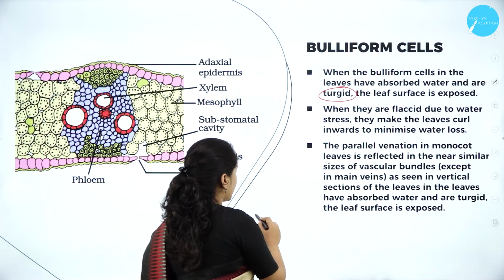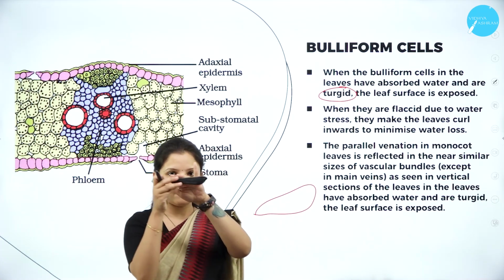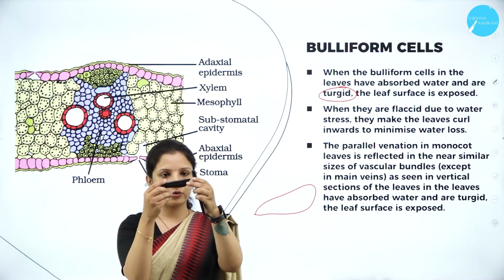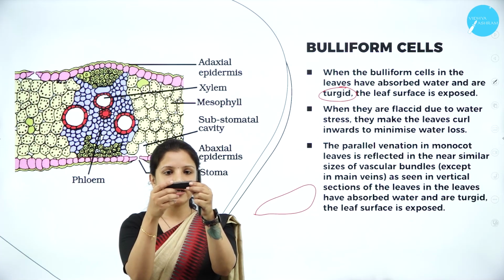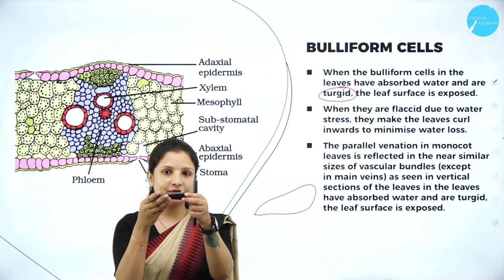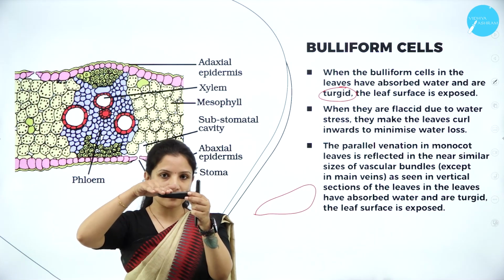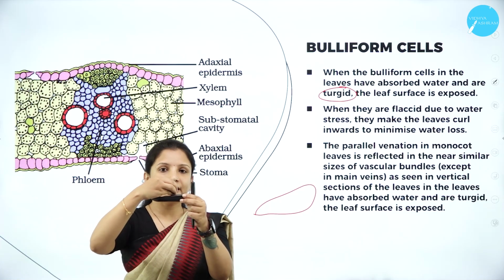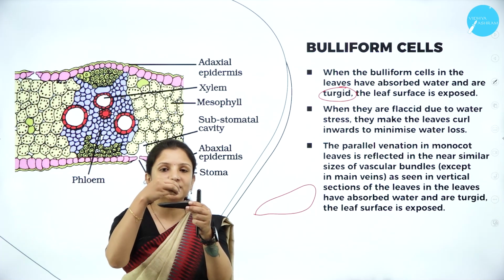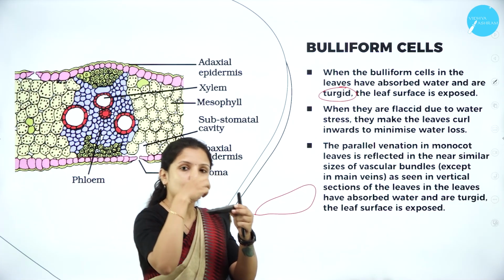So where are they present? Imagine this is a leaf in a plant or a twig like this. The entire upper epidermis is there, the lower epidermis is there, whereas the bulliform cells are present in the upper epidermis. When the bulliform cells absorb water, the leaves will widen up like this. Why will it widen up? Because the bulliform cells are swelling, they are becoming turgid. So they will store water.